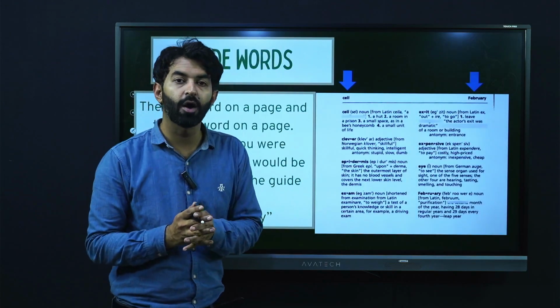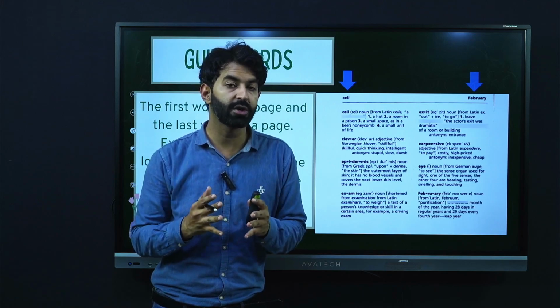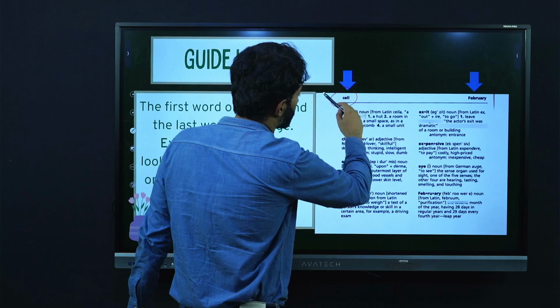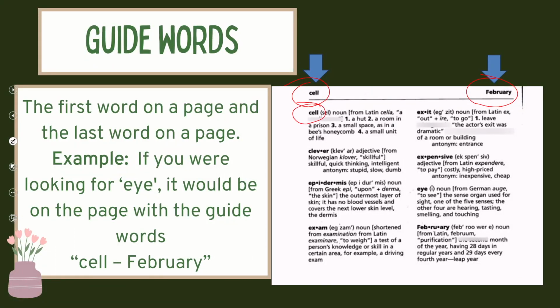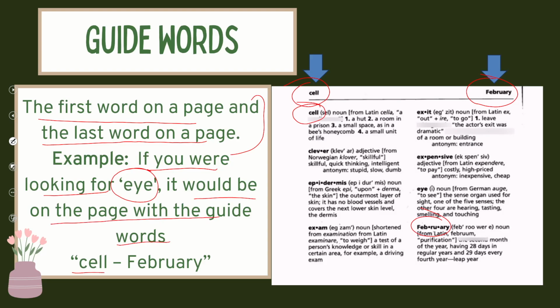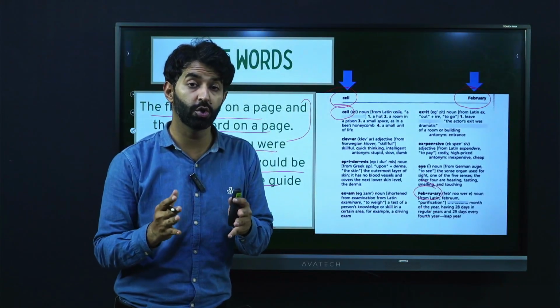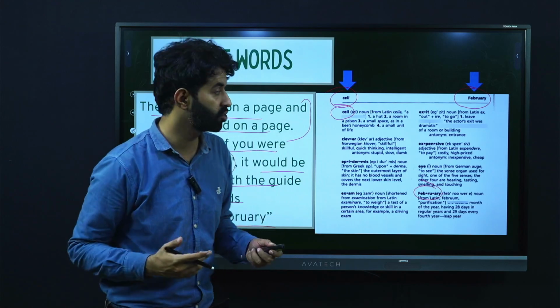Now, we are talking about guide words. If you pick up a dictionary, you can find these two words or any two words at the top of the dictionary page. It tells you what would be the first word and the last word on the page. And if you were looking for the word, it would be on the page with the guide words. So it will clearly guide you where you should be looking for the word, on which page.